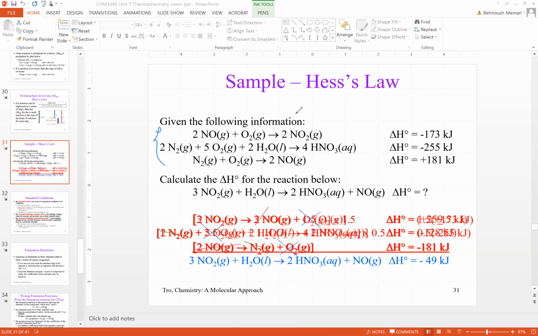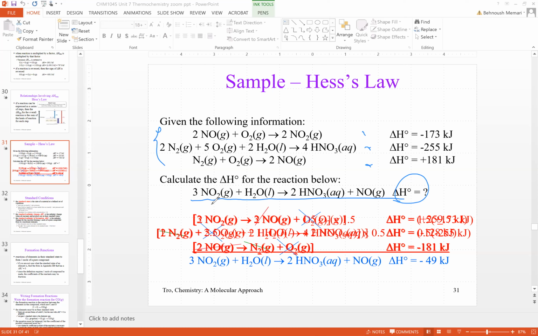How can you rearrange these reactions in order to come up with the overall reaction that we have here: 3NO2 plus H2O yields 2HNO3 plus NO? We want to find the delta H for this. Well, we don't have the delta H for the overall reaction, but we have delta H for these separate steps.